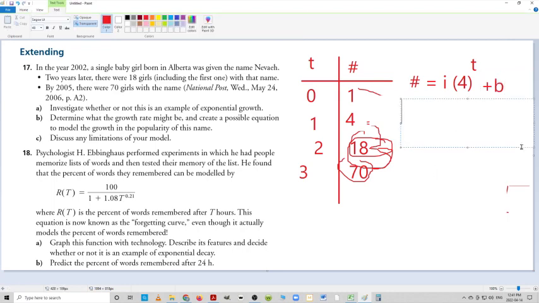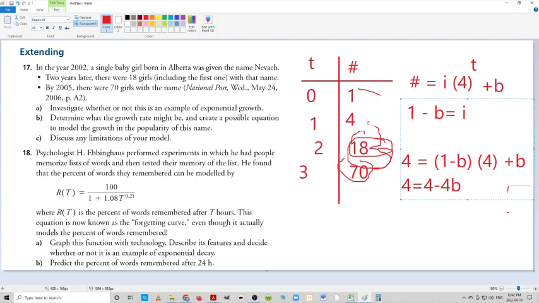And if I look at my first girl, I get the number is equal to I, and it's going to be 4 to the 0, which is just 1. So I get I plus B. So that means the initial value, I, is equal to 1 minus B. Now, if I look at the second year, in year 1, I have 4 babies. 4 babies is equal to my initial, and it's 4 to the 1, so I get 4I, plus B. But I just figured out up here that I is equal to 1 minus B. So if I multiply this out, I get 4 is equal to 4 minus 4B plus B, so it's minus 3B. And minus 3B is equal to 0, and it looks like that.